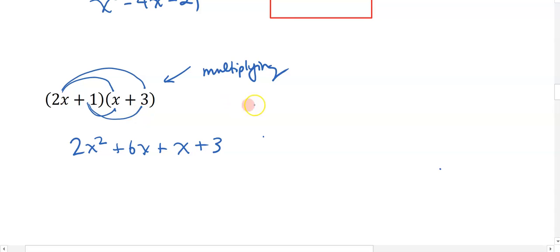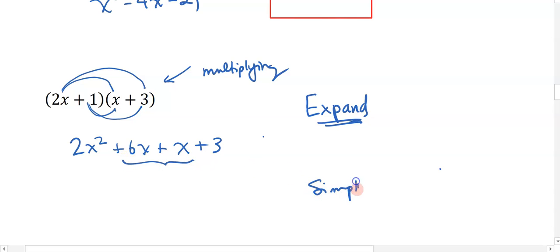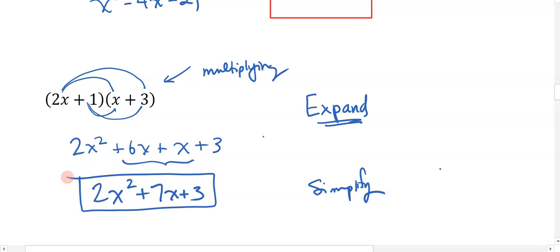Once you're done, what I usually do in talking in terms of math is I say this is expand, right? If you expand, you're multiplying out all the brackets. And then once you collect like terms is when I say simplify. So now I'm going to simplify. So I'm going to get 2x squared plus 7x plus 3. I collected like terms. So my instructions would be expand and simplify.